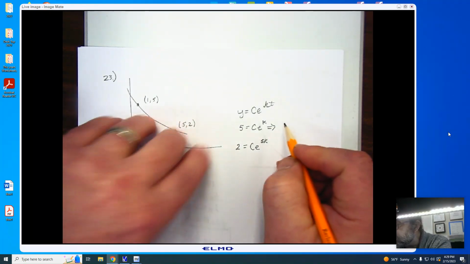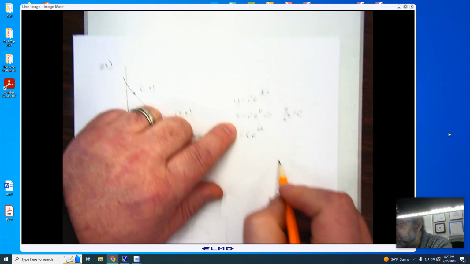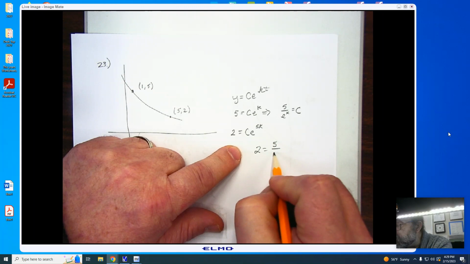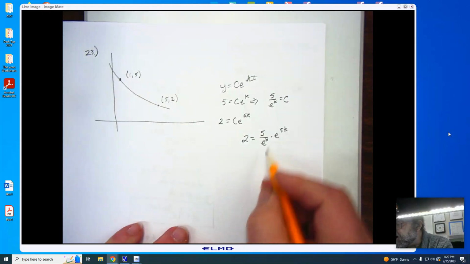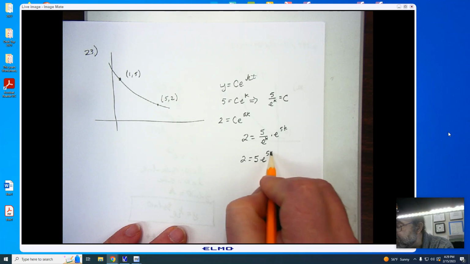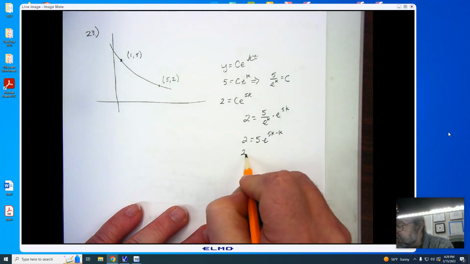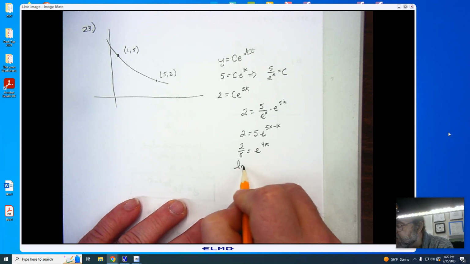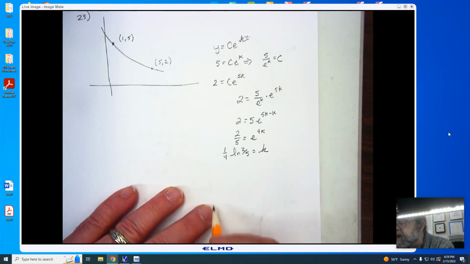I can take one of these and solve for c. 5 over e to the k has to equal c, and then I can put it right in here. This is going to create 2 equals 5 over e to the k times e to the 5k. Now I can go ahead and subtract so that I have 2 equals 5e to the 5k minus k, using my laws of powers. This is giving me 2/5 equaling e to the 4k, which I can now work with the natural log of 2/5. I'm going to divide by 4, and I will then have k.